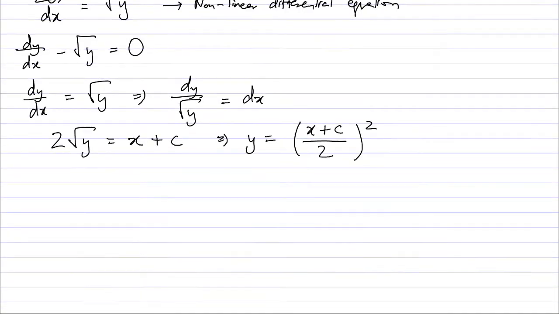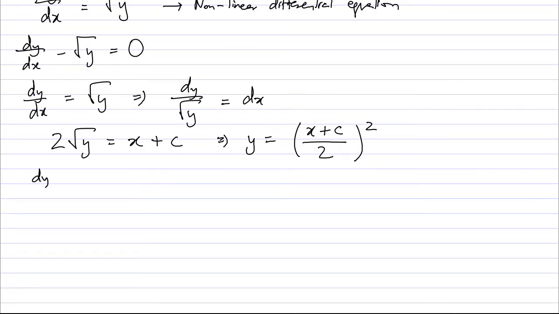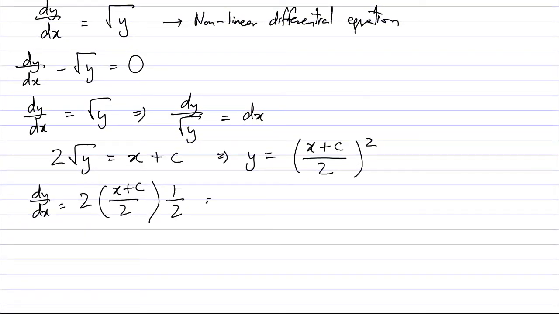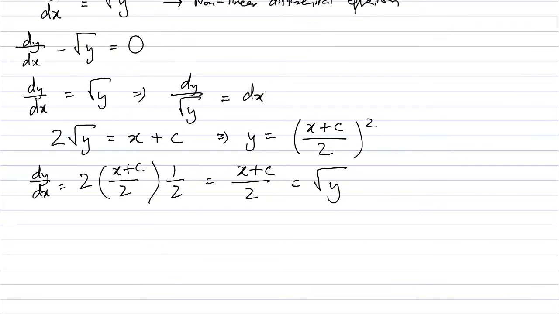Okay, let's check this. So from this you have dy by dx is equal to 2 times (x plus c over 2), right? And then you have another factor of half coming. Okay, so you have (x plus c) over 2, which is precisely equal to square root of y, given that y is equal to (x plus c over 2) whole square. Okay, so yes, that's the solution to our non-linear differential equation. Now let me call, for future convenience, this solution y1. Okay, so I have that y1 is equal to (x plus c over 2) whole square.